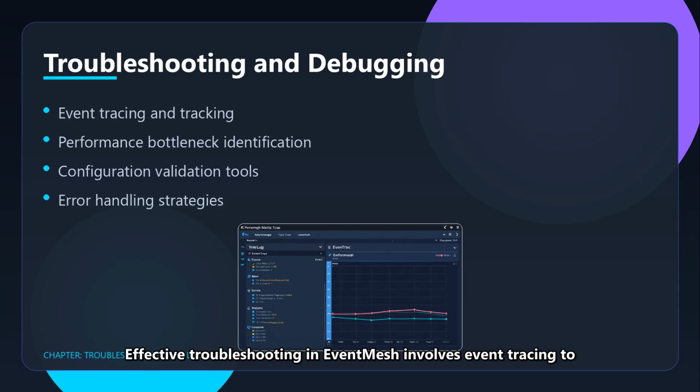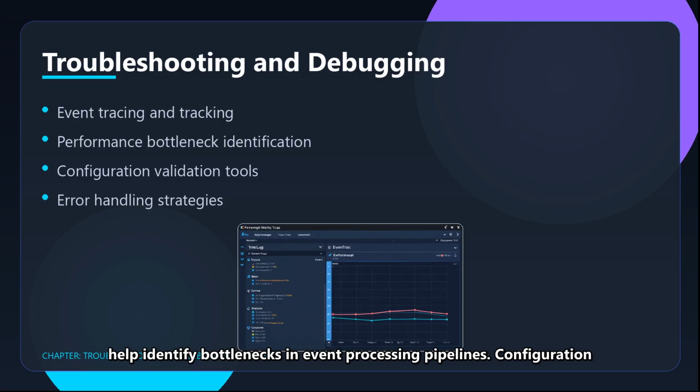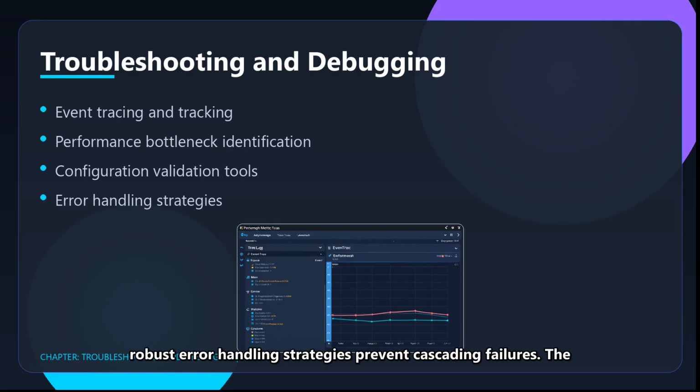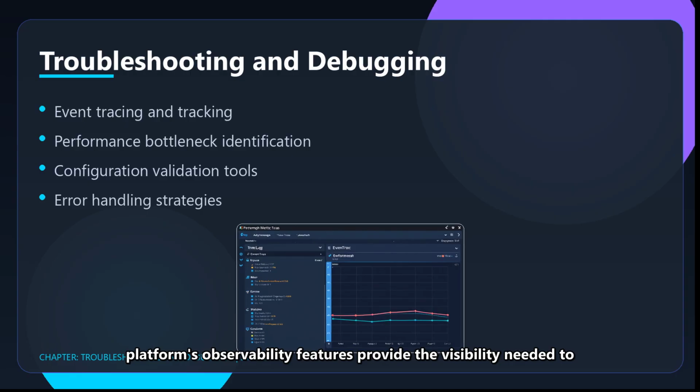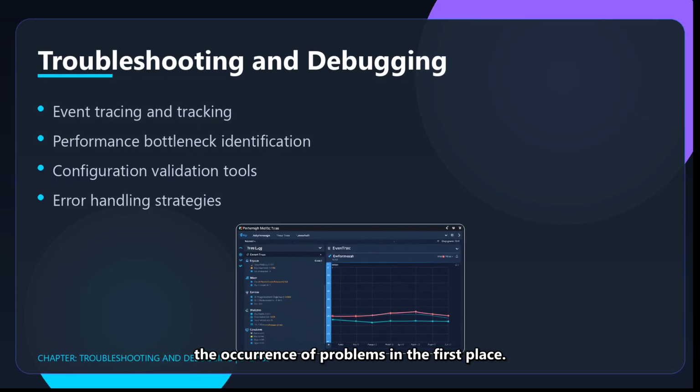Effective troubleshooting in EventMesh involves event tracing to track flows through complex systems. Performance monitoring tools help identify bottlenecks in event processing pipelines. Configuration validation ensures settings are correct and optimal, and robust error handling strategies prevent cascading failures. The platform's observability features provide the visibility needed to debug issues quickly, while its resilient design minimizes the occurrence of problems in the first place.